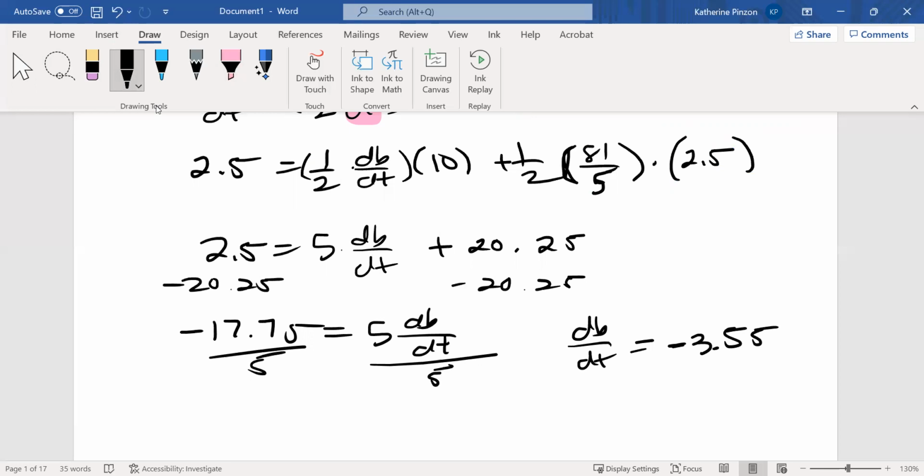So what's happening to the base? It's decreasing by 3.55. What kind of units should I put there? Centimeters per minute. So the base is decreasing because it's a negative 3.55 centimeters per minute.